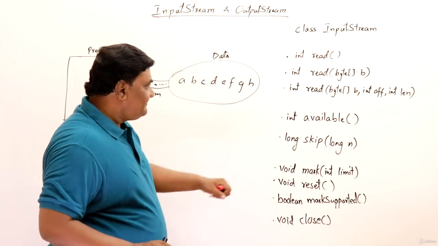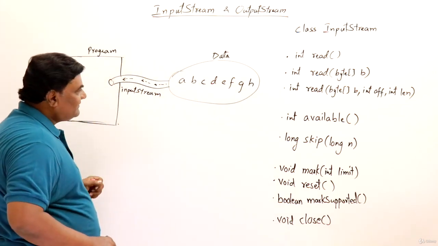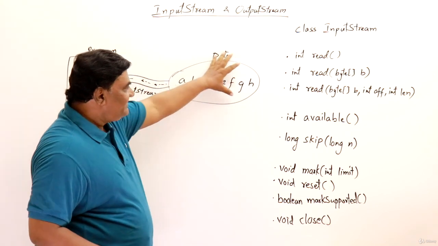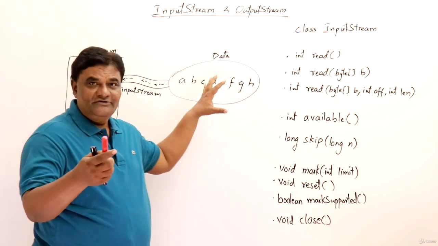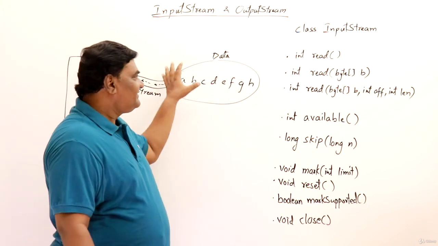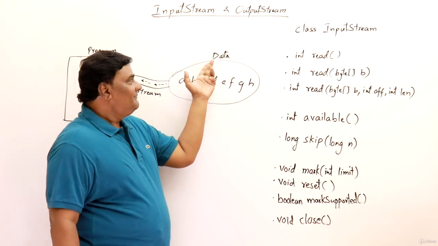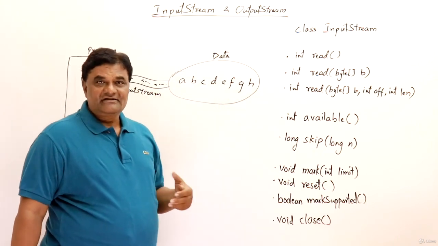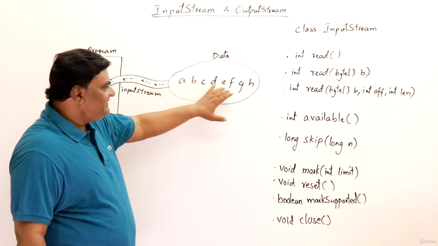For explaining these methods, I have taken an example here. See, this is a resource. Data is present here. As I told you in the previous video, data may be coming from various resources. So this is a resource. I have mentioned data here. So what is the data? Alphabets are there. A, B, C, D, E.